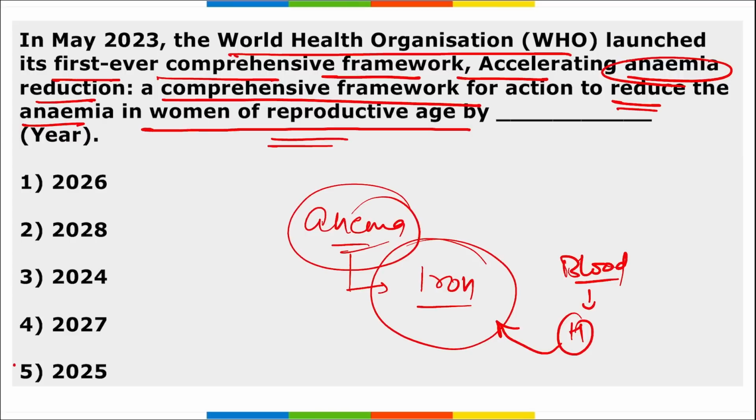The target for this is 2025. It is your WHO, and it was their first ever comprehensive framework in order to reduce anemia in women of reproductive age by 2025.